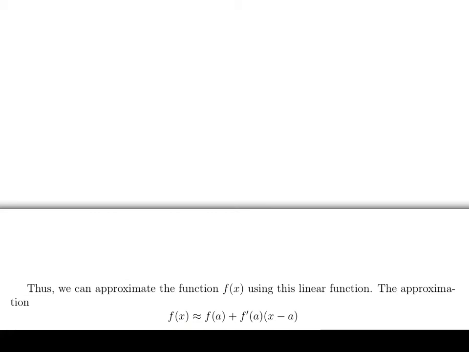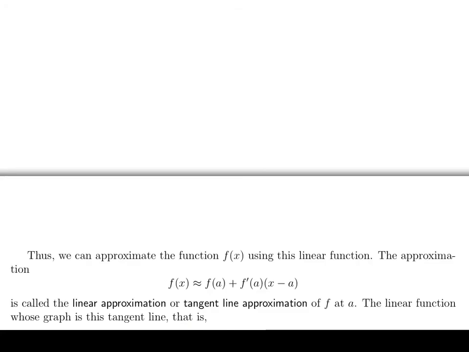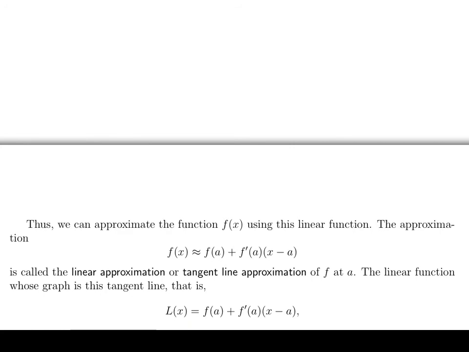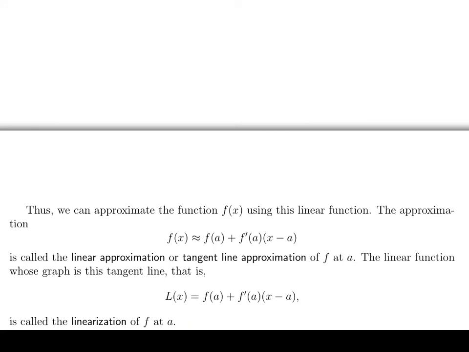Now this approximation has a name. This thing is called the linear approximation, or you can just call it the tangent line approximation of f at a. So if we make this linear function, this thing here, this linear function has a name. It's called the linearization of f at a. The term we'll use most often is this term here, using a linear approximation. You take some function and approximate it with its tangent line at some point.